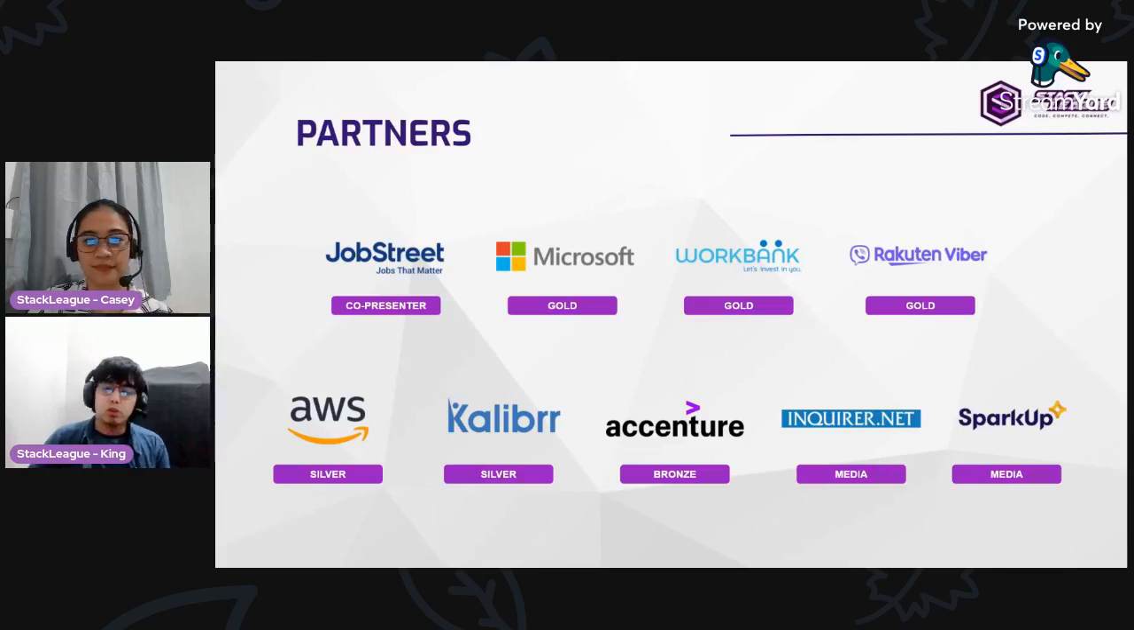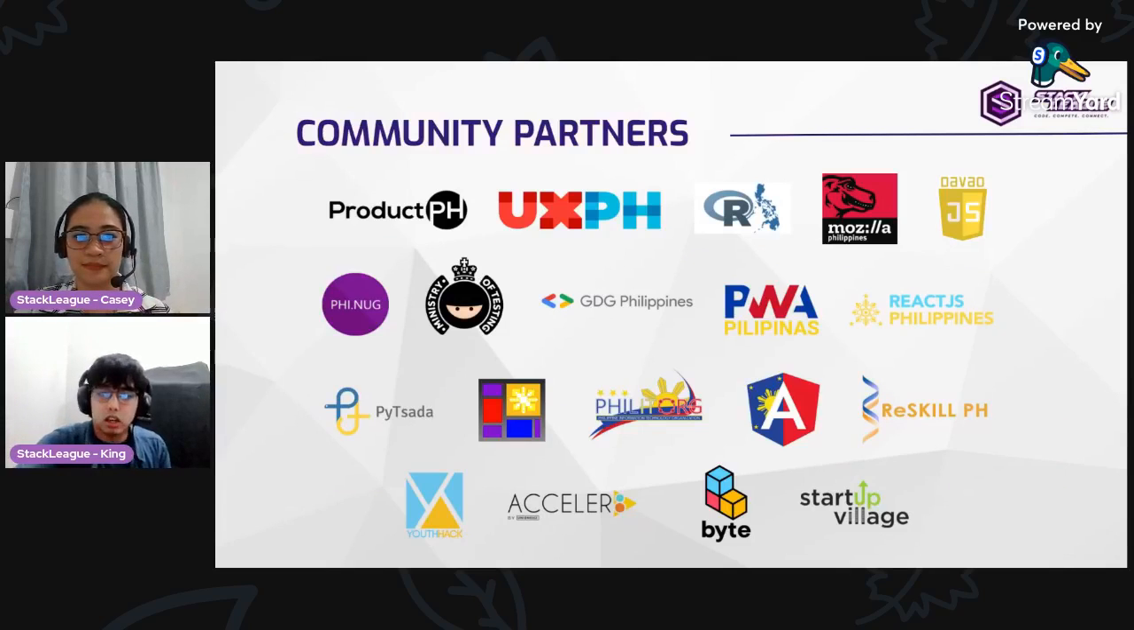Of course, Stack League wouldn't be possible without our partners. We have Job Street as our Copa Center. We have Microsoft, Workbank, Rakuten Viber for our gold sponsors, and for our silver sponsors we have AWS and Caliber. For our bronze sponsor, Accenture, and our media partners, Inquirer.net and SparkUp. We'd also like to thank these community partners that help the league reach as many programmers in the country as possible. Thank you so much to our sponsors and partners.